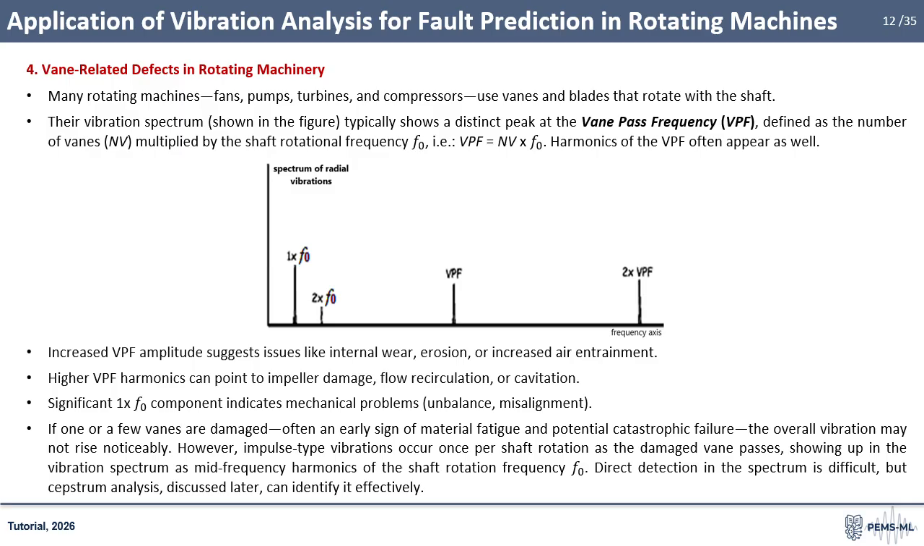Elevated harmonics of this frequency may point to impeller damage, flow recirculation, or cavitation. A strong component at the shaft rotational frequency suggests mechanical issues such as unbalance or misalignment. If one or more vanes are damaged, impulsive vibrations occur once per shaft revolution as the damaged vane passes. These appear as mid-frequency harmonics of the shaft rotational frequency. Although such defects are difficult to detect directly in the spectrum, cepstrum analysis, discussed later, enables reliable identification.